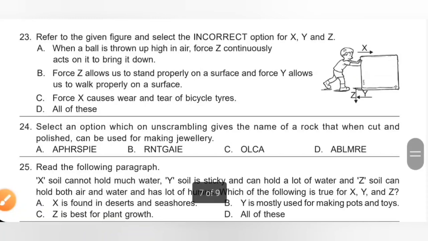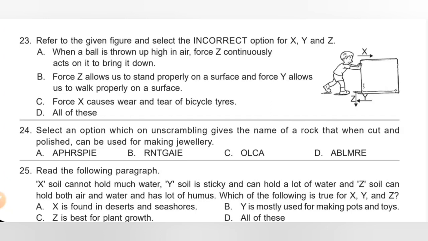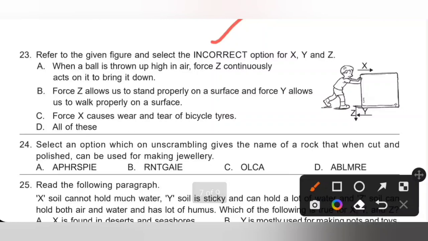23. Refer to the given figure and select the incorrect option for X, Y and Z. So we need to select the incorrect option. Please pause the video and check the given image. X is a push force, Y is a frictional force and Z is a gravitational force.